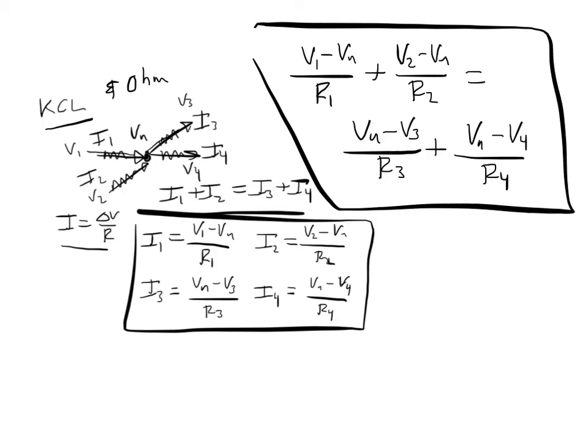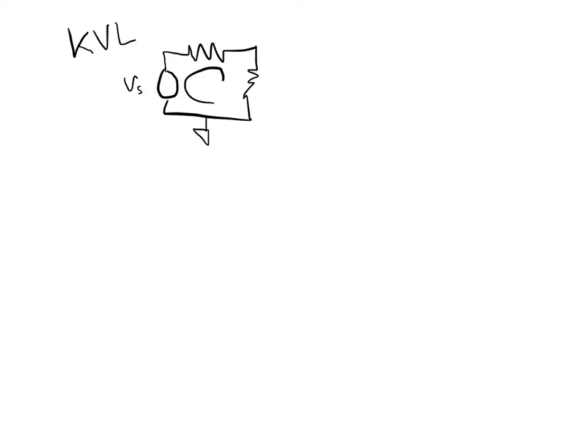So now, let me talk to you about Kirchhoff's voltage law, or our KVL equations. Kirchhoff's voltage law means that if you have, let's say, a voltage source and some network of resistors, or whatever, if you go around a loop, then the sum of voltages has to equal zero.